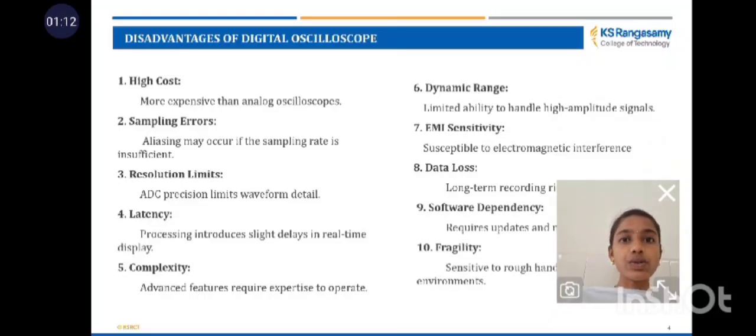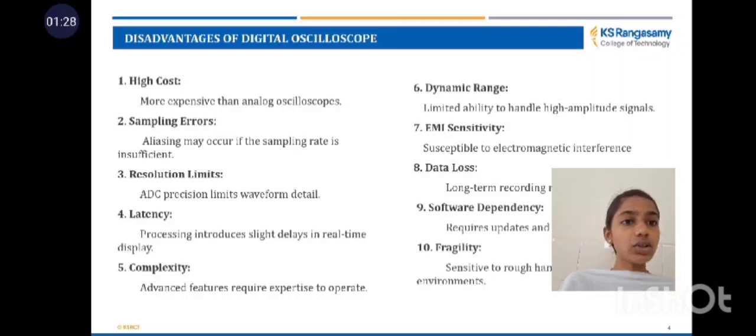Disadvantages of digital oscilloscope: high cost, more expensive than analog oscilloscopes, sampling errors, resolution limits, dynamic range, EMI sensitivity, data loss, software dependency.